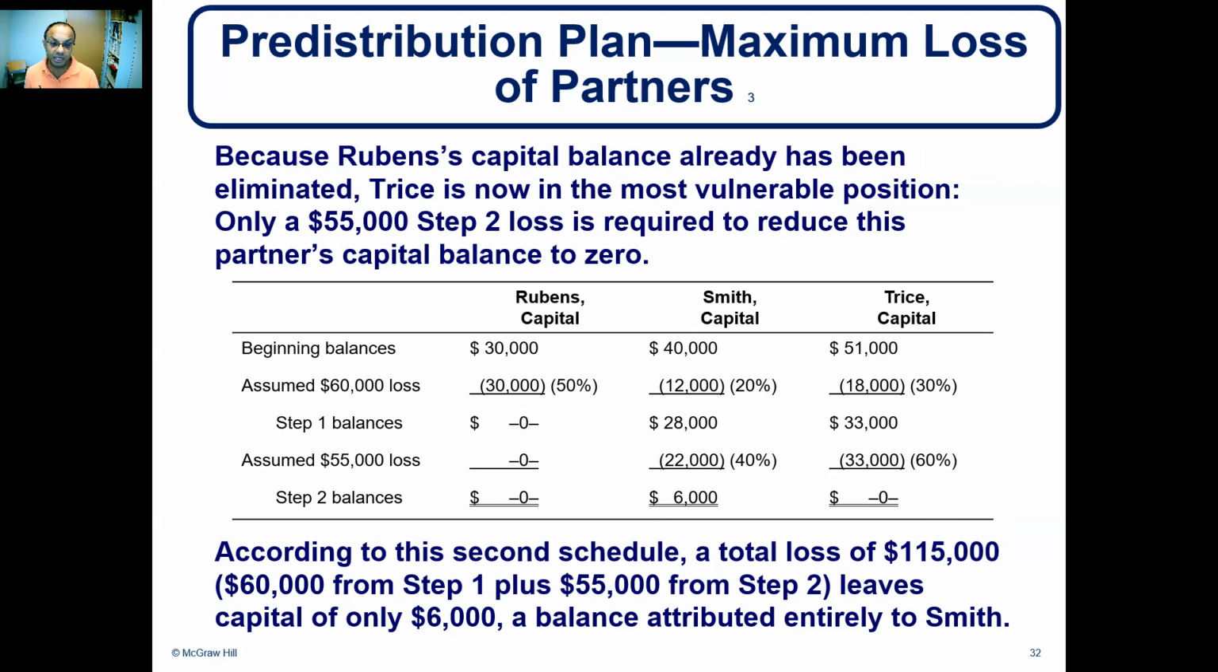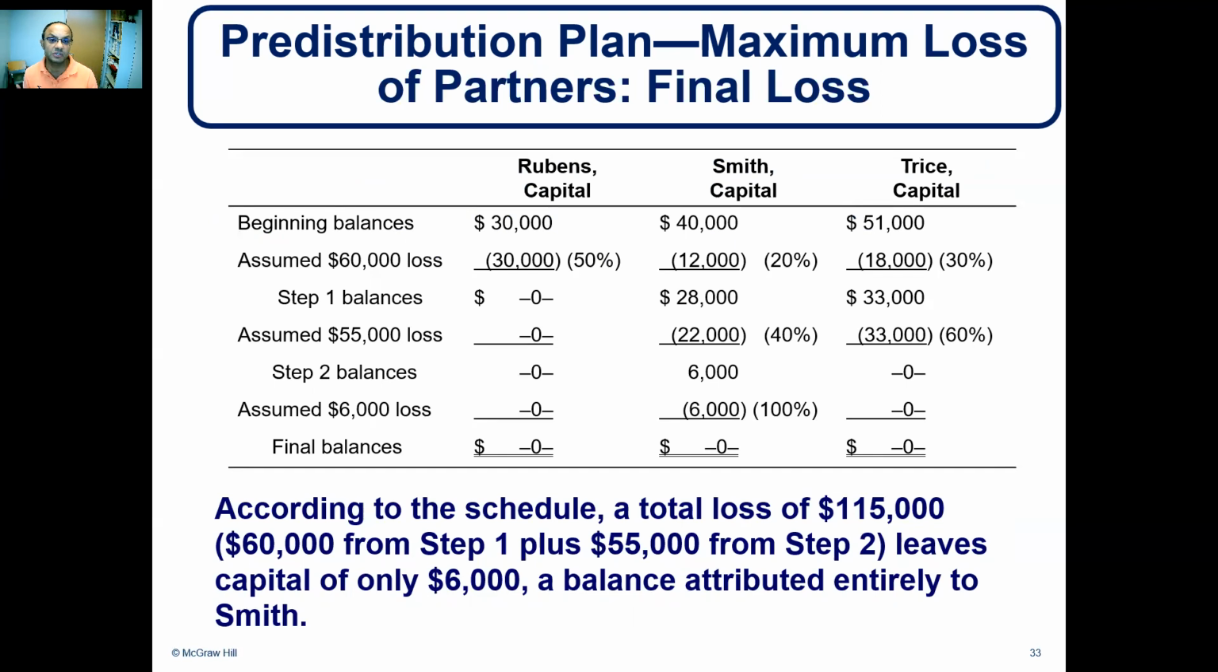Then we generate a loss of 6,000, so Smith's capital will be 0. Here we make the pre-distribution plan based on the amount of losses that might happen.